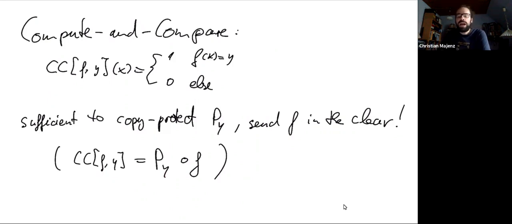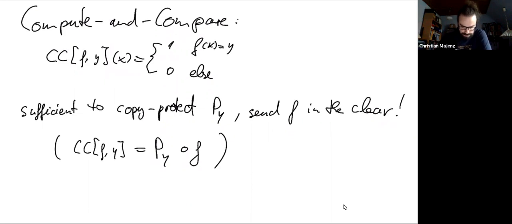And it turns out that for copy protection, as opposed to obfuscation, for example, it's sufficient to copy protect the point function and to send the function f in the clear. There are some wrinkles to that, and you need to make sure that the output of f still has sufficient entropy when you draw it from the distribution that's used to define security. But that's a natural generalization of a requirement that also holds for the point function case.